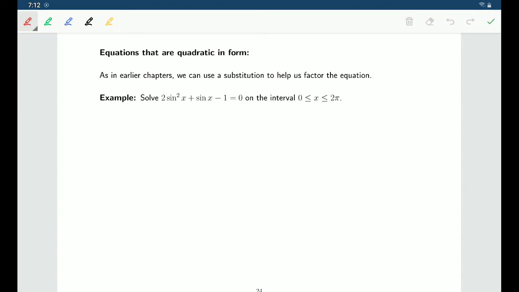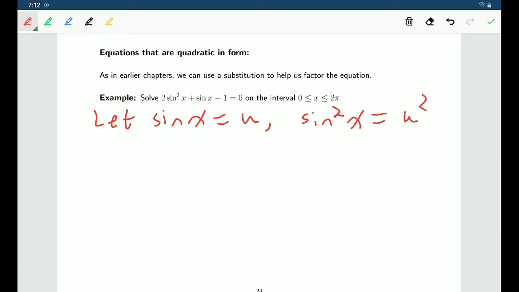So here, if I'm looking at what I've got, I have 2 times sine squared x plus sine x minus 1. And this is kind of quadratic in form in the sense that we've got a constant term, then we have a something, that's the sine x term, and then we have that same something being squared, that's the sine squared x term. So my plan here is if I were to replace sine of x with u, then if you square sine of x, that would be u squared. So you would have 2u squared plus u minus 1 equals 0.